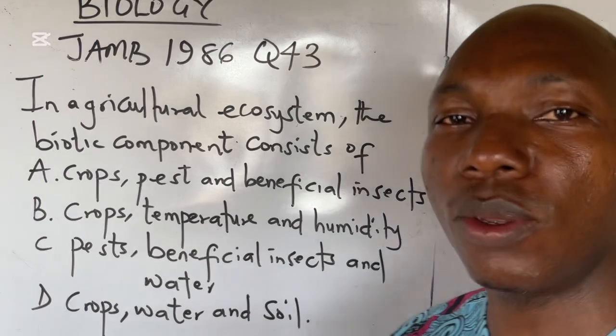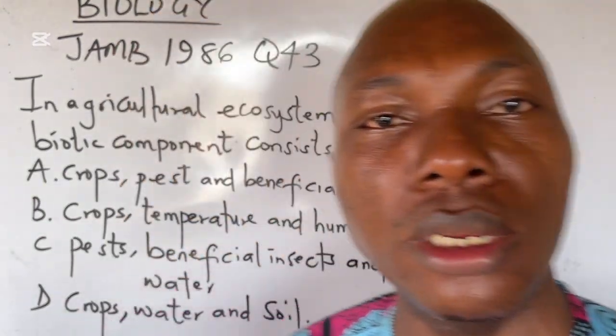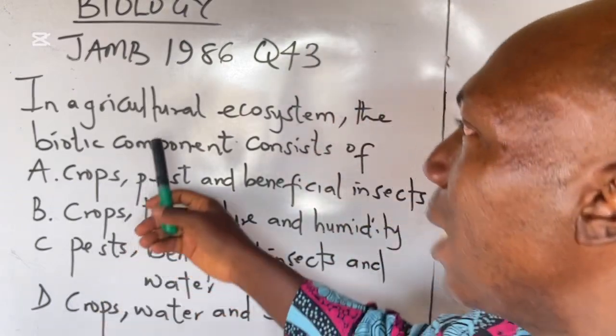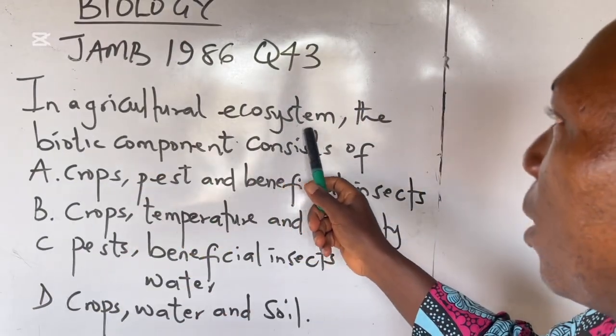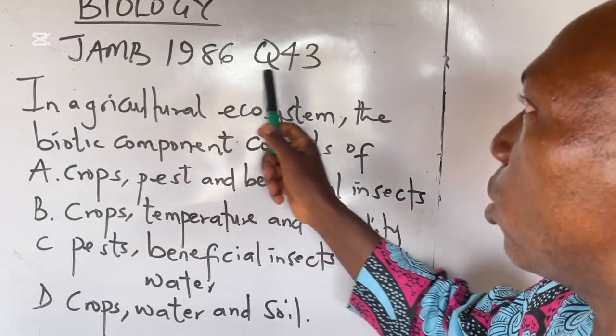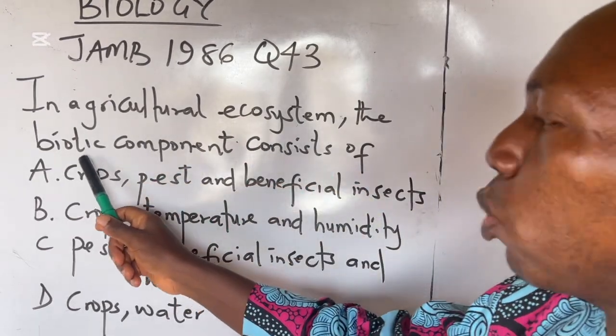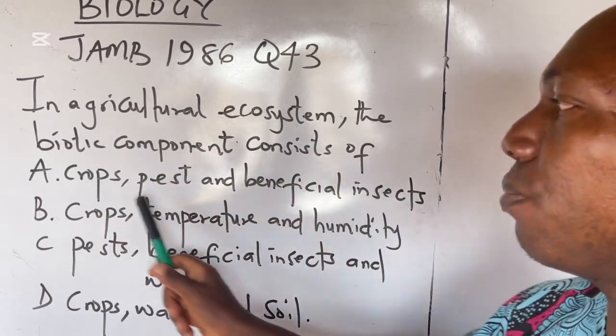Class, we still want to continue our class on ecology by examining these JAMB questions on the board. It said, in agricultural ecosystem, JAMB 1986 question 43: in agricultural ecosystem, the biotic component consists of A.